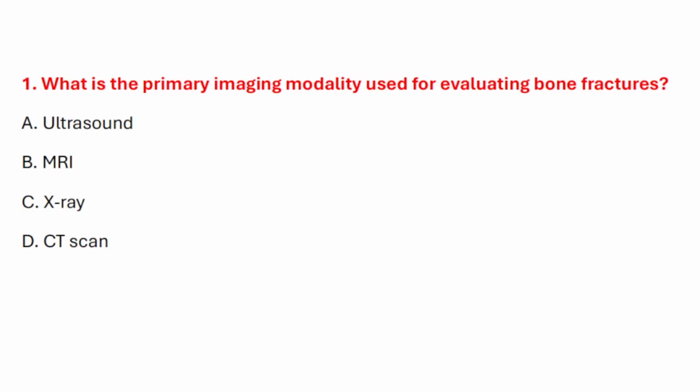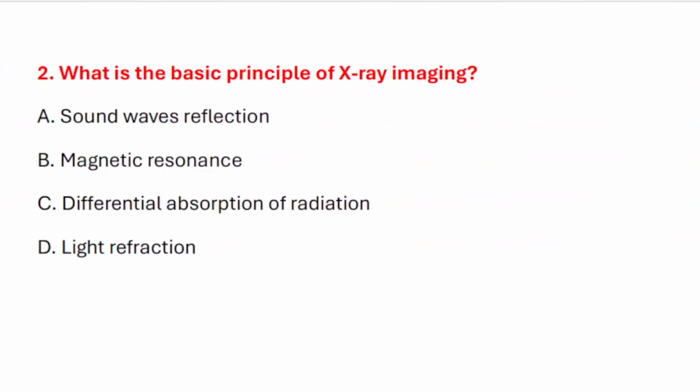Question number 1. What is the primary imaging modality used for evaluating bone fractures? Correct answer is option C, X-ray. Question number 2. What is the basic principle of X-ray imaging? Correct answer is option C, differential absorption of radiation.